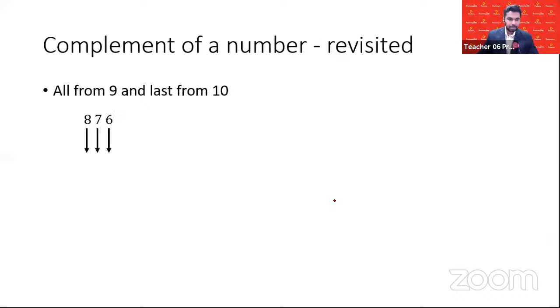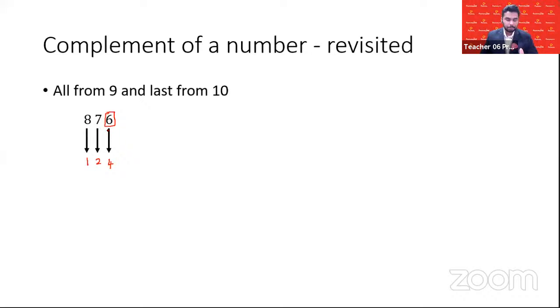So consider this number 876. We are going to apply this sutra here. All the digits except the last. By the last, I mean the digit 6. All except the last you should subtract from 9. So 9 minus 8 is 1, 9 minus 7 is 2. The last one you should subtract from 10. So you get 10 minus 6, which is 4. Now what does this represent? It is just representing a complement to the number 876.